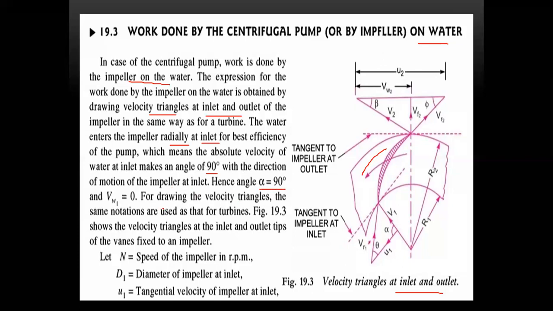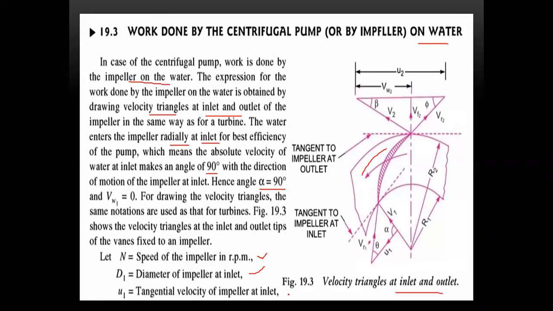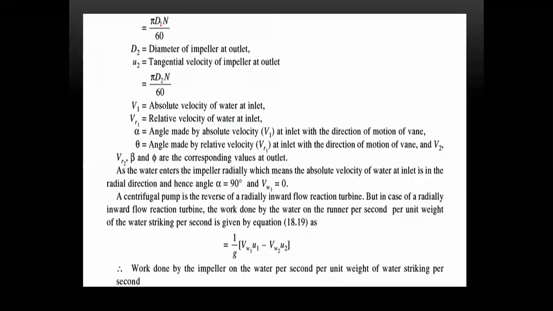For drawing the velocity triangles, the same notations are used as for the turbines. If you see from the figure, let N be the speed of the impeller in RPM. D1 is the diameter of the impeller at the inlet. U1 is the tangential velocity of the impeller at inlet, equal to pi D1 N by 60. D2 is the diameter of the impeller at outlet, U2 is the tangential velocity, equal to pi D2 N by 60. Here V1 is the absolute velocity at inlet, Vr1 is the relative velocity.